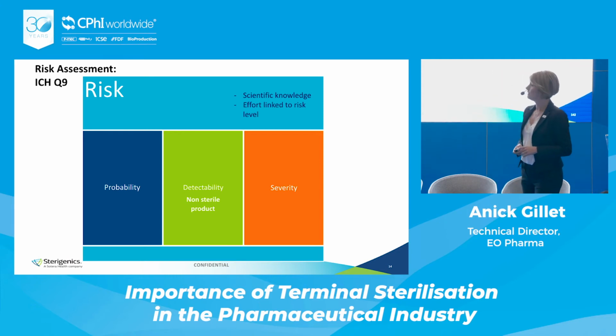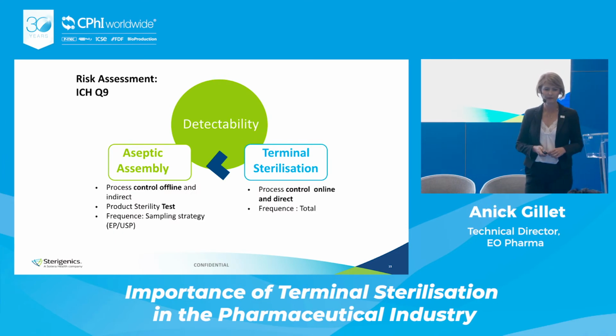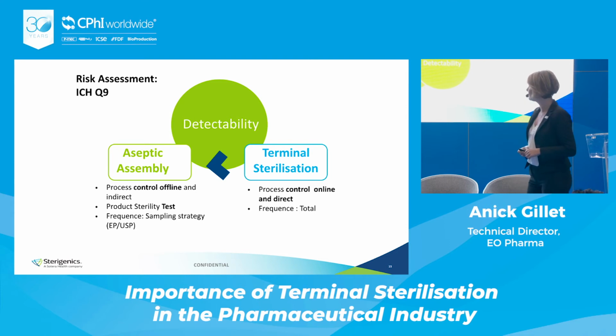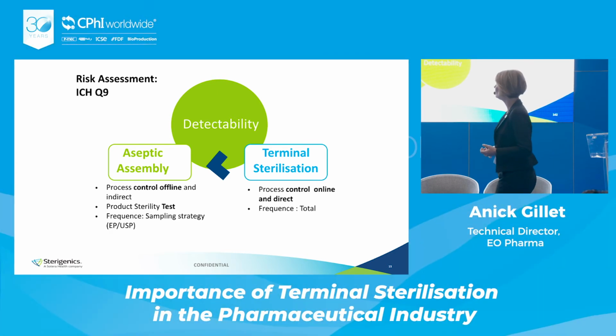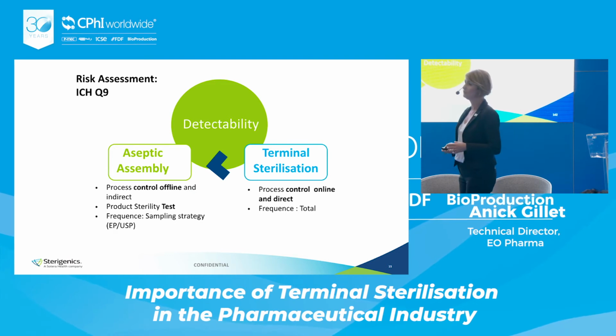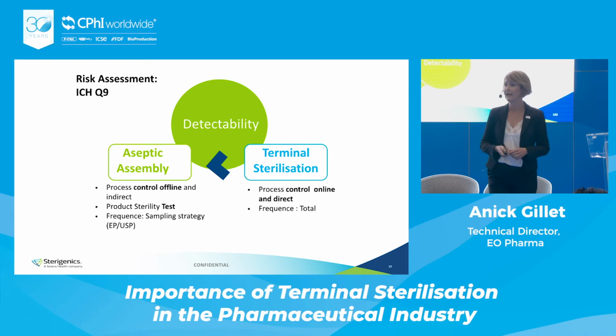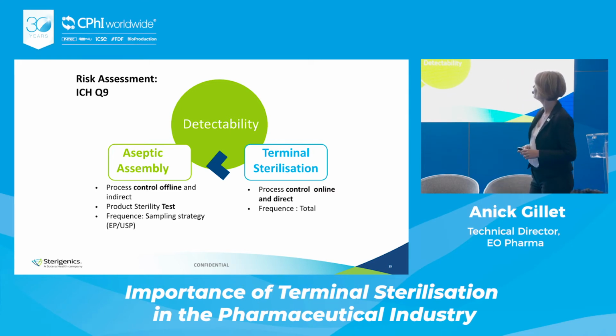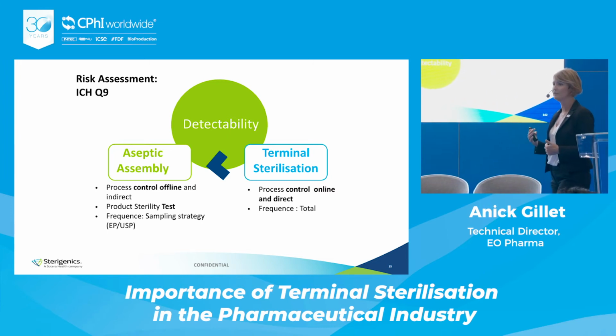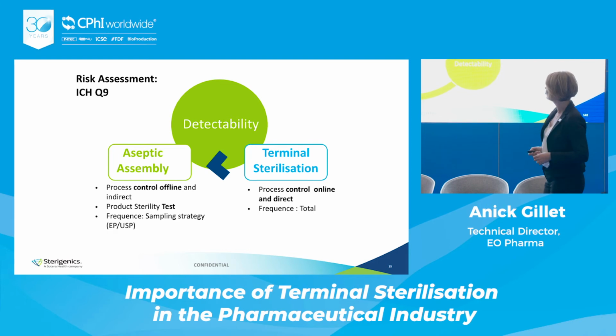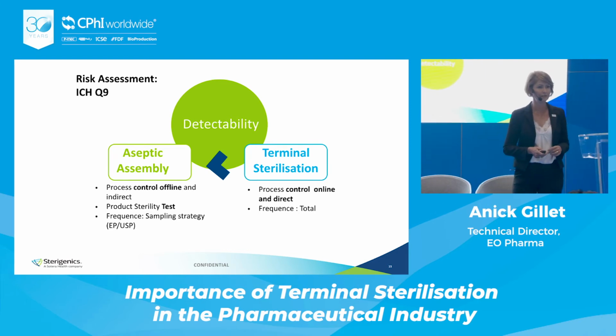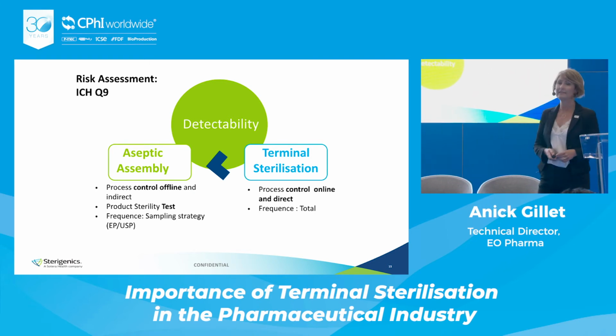If we now take the lens of risk assessment, let's see what the risks are. And here the risk is having a non-sterile product. We need to consider all the elements. So here we will use ICH Q10, which uses as its basis the scientific knowledge for the assessments. And you should balance your efforts compared to the risk level you assess. We will go through the 3 factors that are usually used for risk rating, which are probability, detectability, and severity.